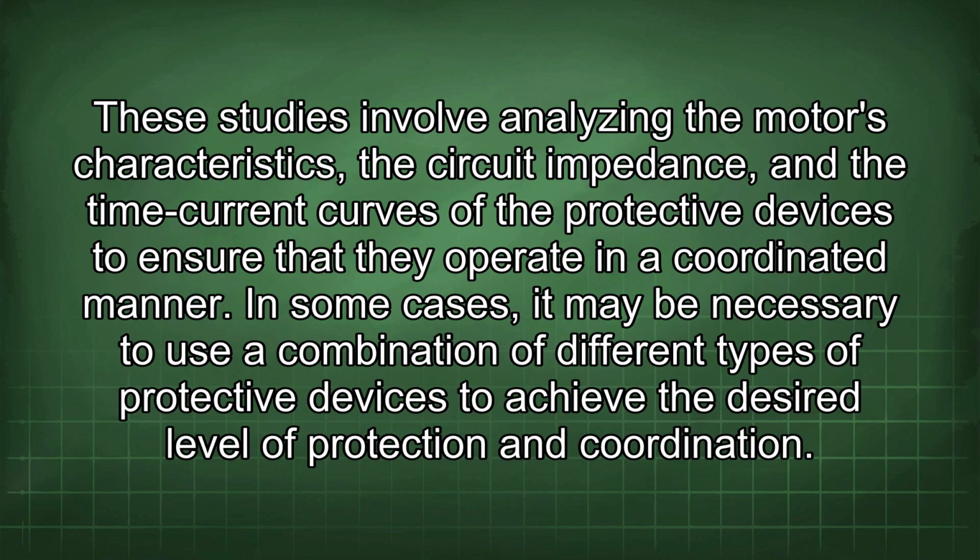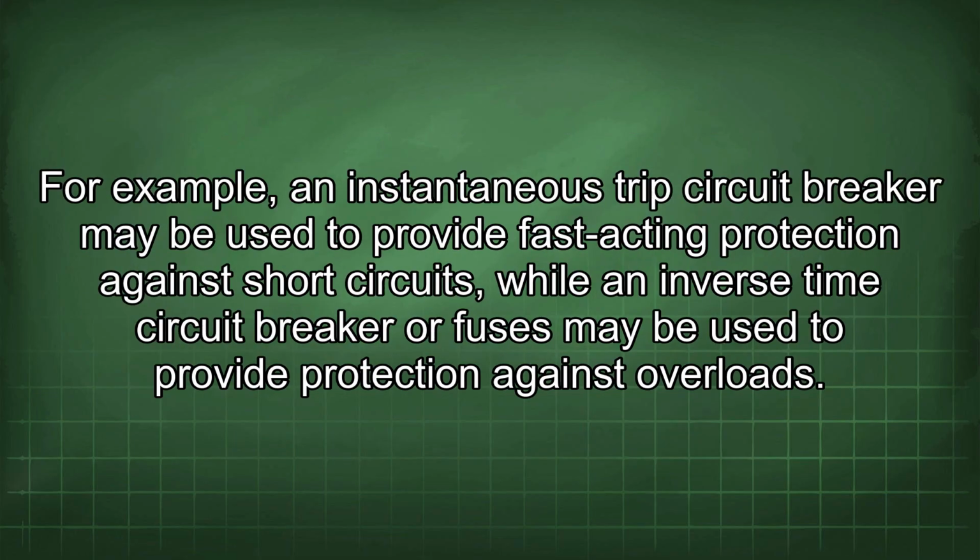These studies involve analyzing the motor's characteristics, the circuit impedance, and the time current curves of the protective devices to ensure that they operate in a coordinated manner. In some cases, it may be necessary to use a combination of different types of protective devices to achieve the desired level of protection and coordination. For example, an instantaneous trip circuit breaker may be used to provide fast-acting protection against short circuits, while an inverse time circuit breaker or fuses may be used to provide protection against overloads.